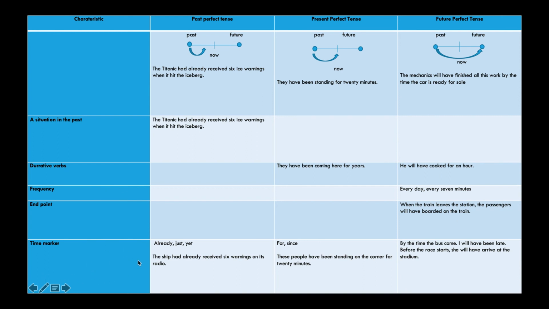And time marker: you have to pay attention to the time marker of each pattern, that is each tense. For past perfect tense, that is already, just, yet. For example, the ship had already received 6 warnings on its radio. And for present perfect tense, for, since: these people have been standing on the corner for 20 minutes. And for the future perfect tense, by the time the bus comes, I will have been late. Before the race starts, she will have arrived at the stadium.